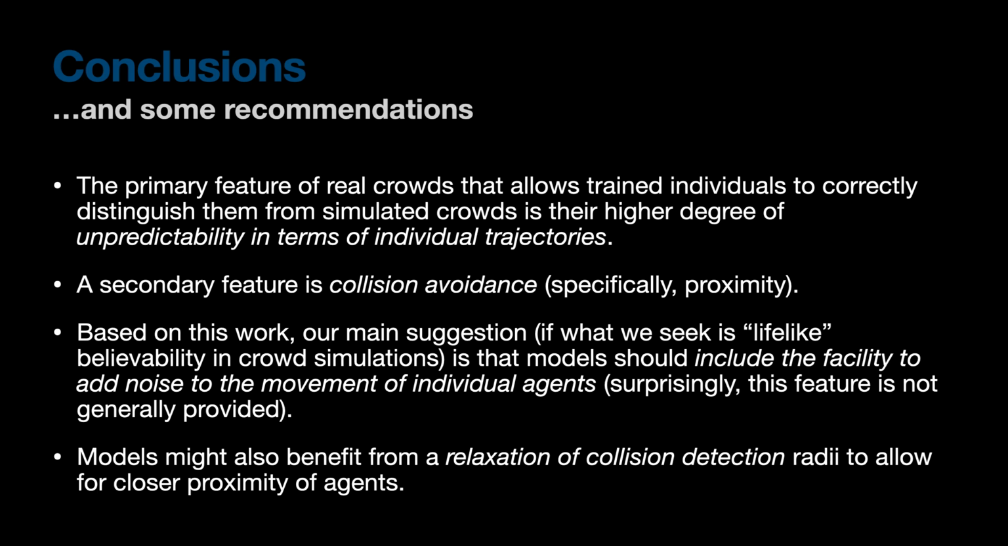So we conclude, therefore, that the primary feature of real crowds that allows trained individuals to correctly distinguish them from simulated crowds is their higher degree of unpredictability in terms of individual trajectories. A secondary feature is collision avoidance, specifically proximity. Based on this work, our main suggestion, if what we seek is lifelike believability in crowd simulations, is that models should include the facility to add noise to the movement of individual agents. Surprisingly, this feature is not generally provided in simulation packages.